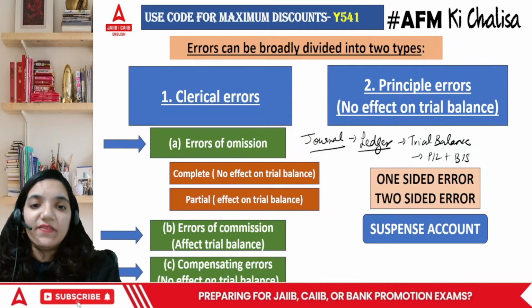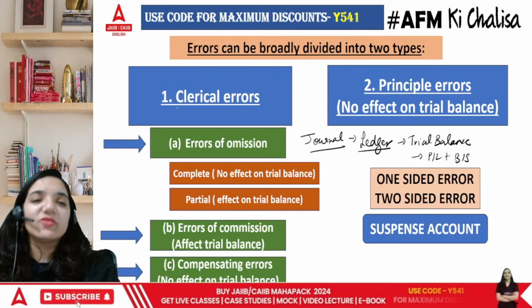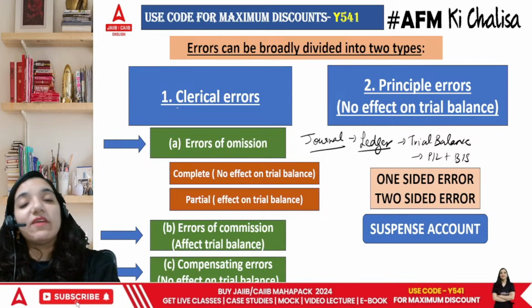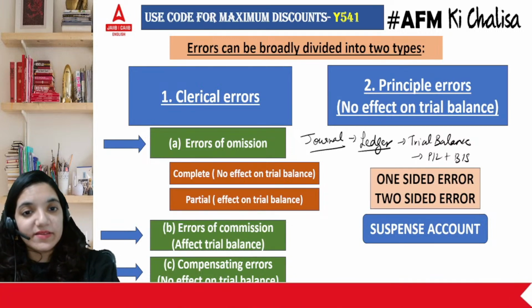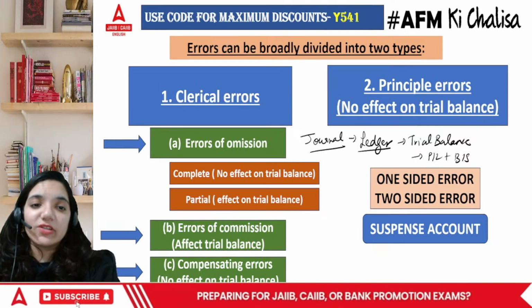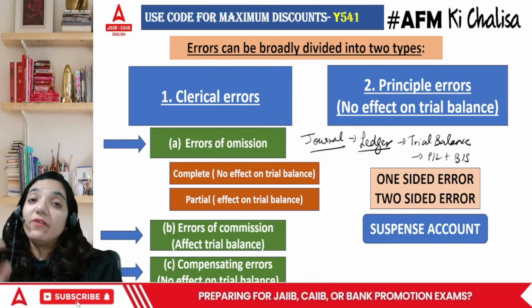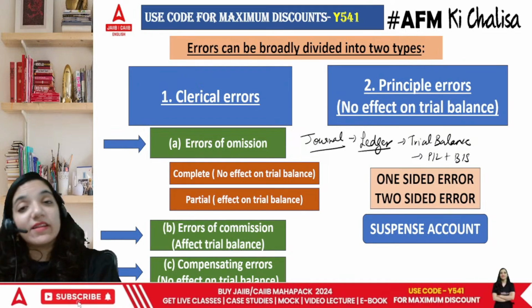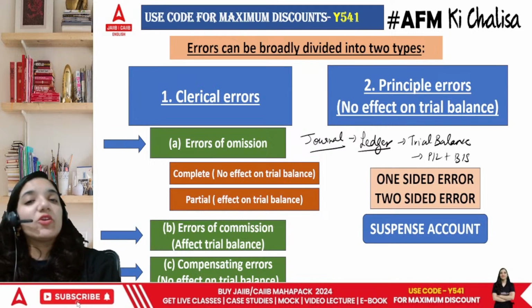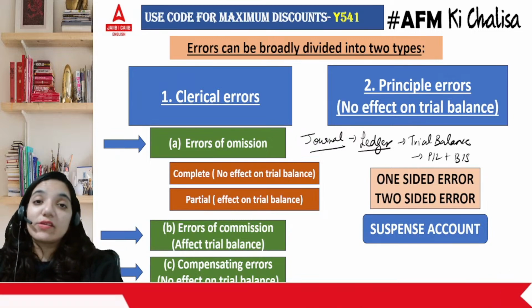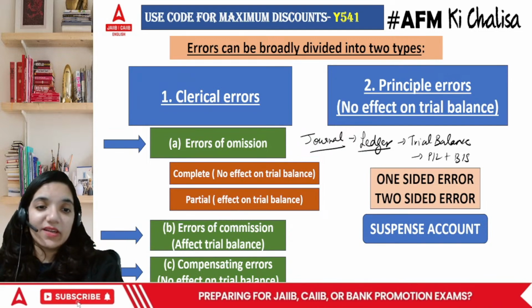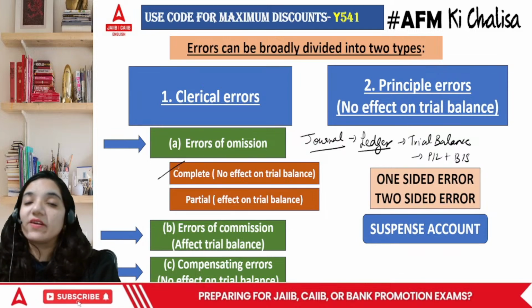In this case, there are different types of errors. One is those small errors which are done while recording. They are called clerical errors. For example, error of omission. I forgot to record something. If I forgot to record it completely, meaning both the debit and credit side, this cannot be traced anywhere until the auditor comes and finds the particular transaction. So this does not affect the trial balance.